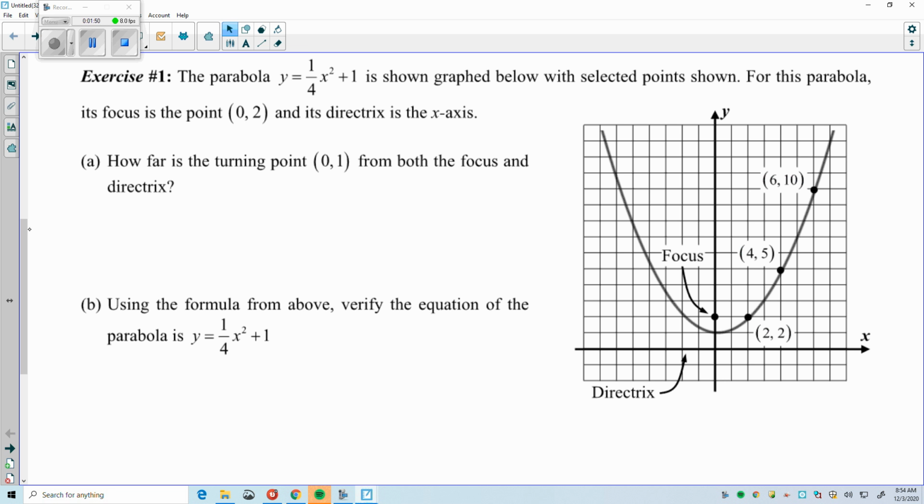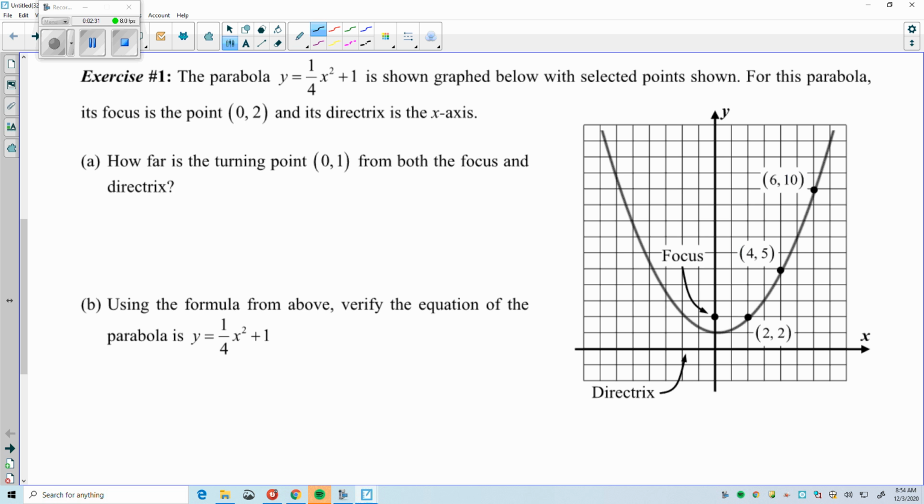Okay, so the parabola that we have to the right has that equation, and it's graphed, and the selected points are shown. For this parabola, the focus is at the location (0, 2), and its directrix is the x-axis. By that definition, any point on the parabola should be equally distant from both the focus and the directrix. I can see easily at the turning point that's the case. From the focus and the directrix, it's 1 unit away. If I take a look at this point here, this point is 2 units away from the focus and also 2 units away from the directrix.